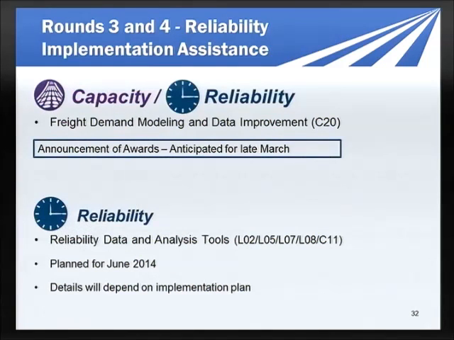And then for the upcoming rounds, the one being evaluated now is round 3. Award announcements for round 3 are anticipated in late March, and we do have a joint capacity reliability effort there, on freight demand modeling and data improvement. That was done in the C20 project. Those applications have already been submitted and the application period closed, so we'll have awards for that soon.